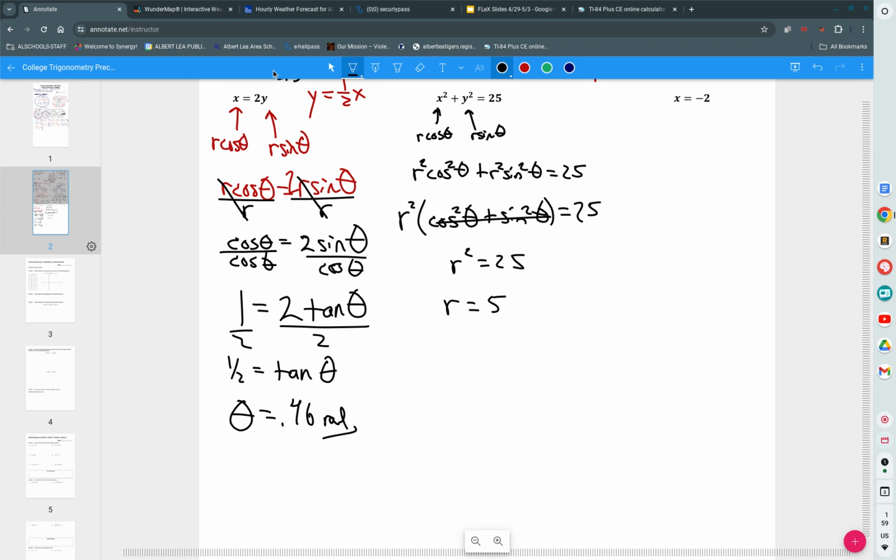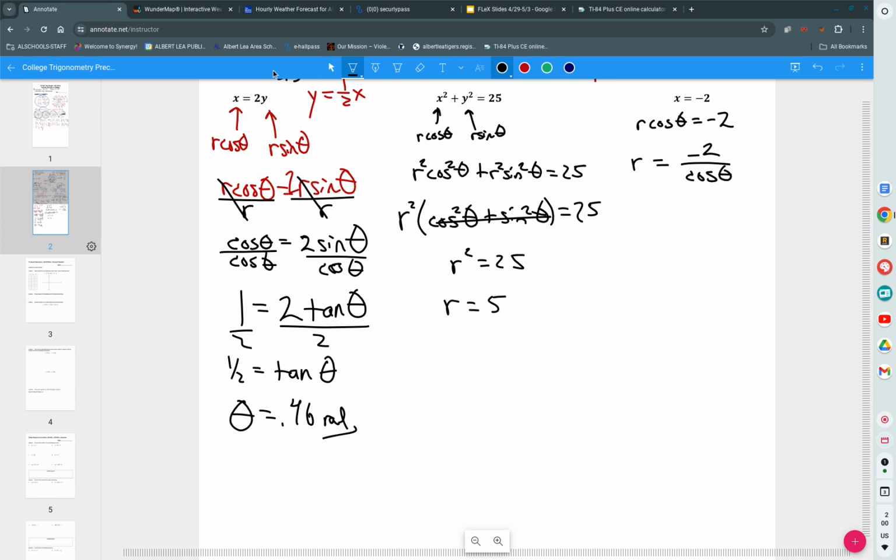Last one, x equals -2. This graph makes a vertical line. All I'm going to do is plug in r cosine of theta for x. And we either want to solve for r or we want to solve for theta. In this situation, it's going to be very easy to just solve for r. So I will simply divide both sides by cosine. You get r is equal to -2 divided by the cosine of theta.